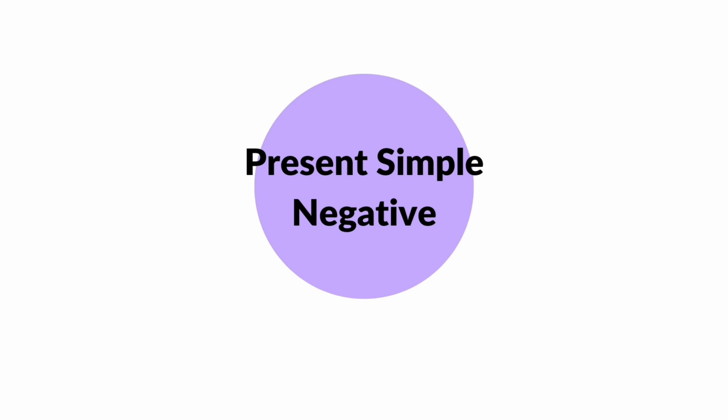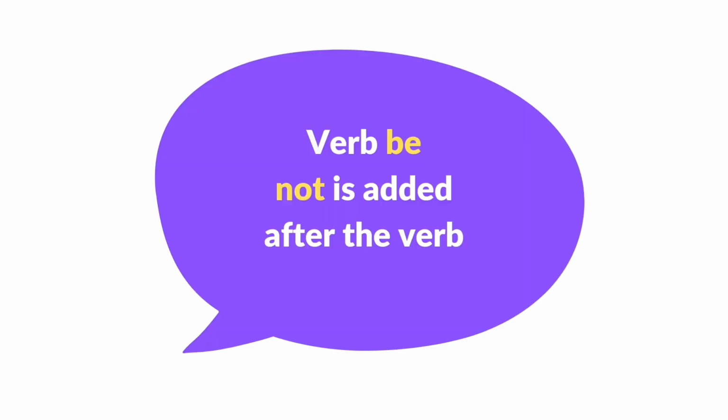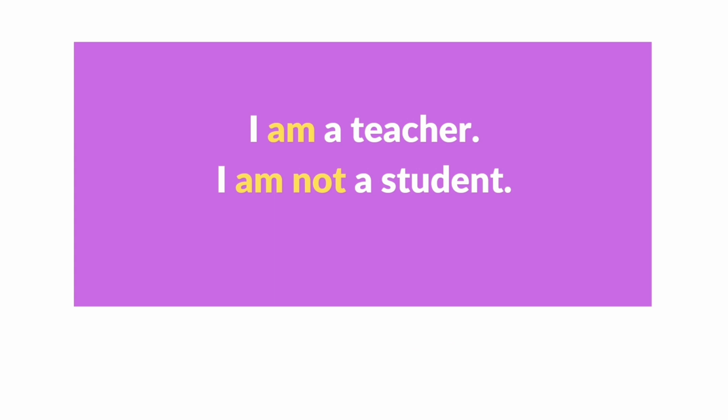Well, now let's talk about the negative, when the present simple is negative. First, when the verb is the verb be. The word not is added after the verb. Let's see the examples. Affirmative, I am a teacher. Negative, I am not a student.